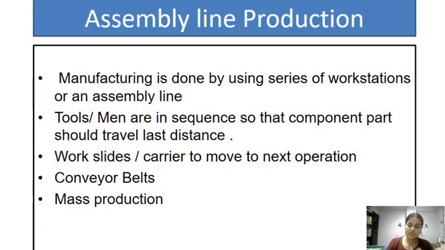When the operation is done in the first workstation, it moves to the second one, then to the third one, and so on and so forth. The major drawback of assembly line production is that if any one of the workstations stops, the work will stop, or it will create a hindrance in the production sequence. So in assembly line production, it is very important for all the workstations to work or operate continuously and without pause.